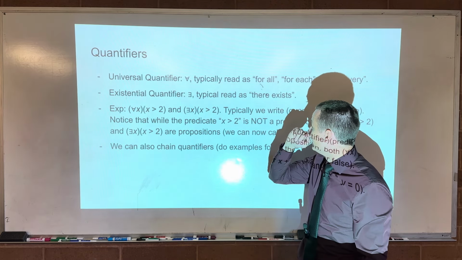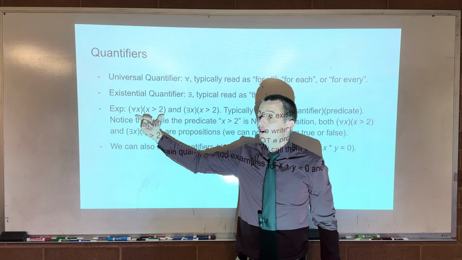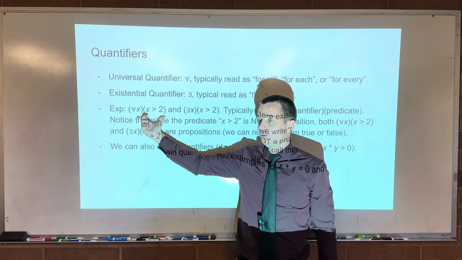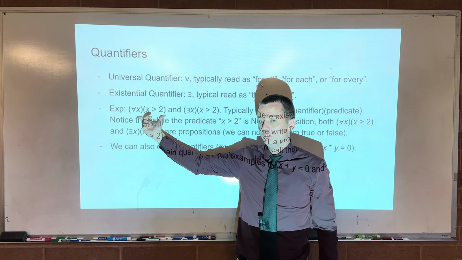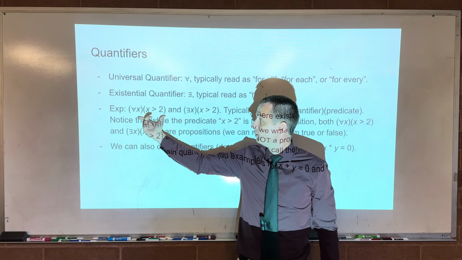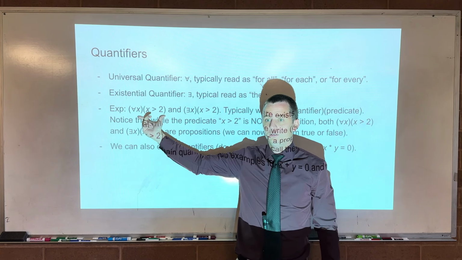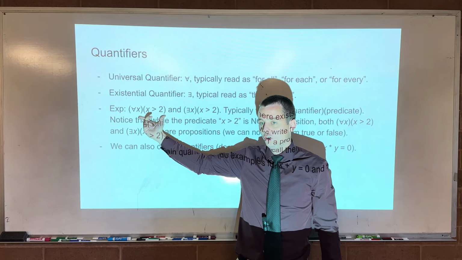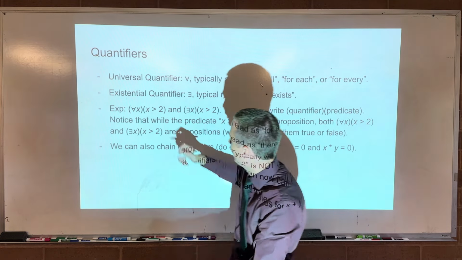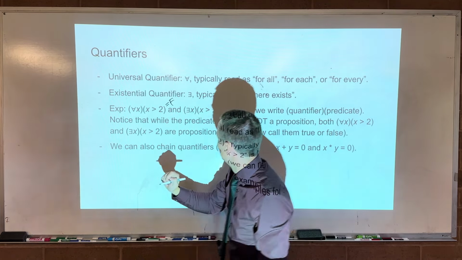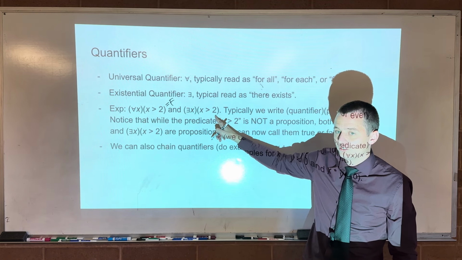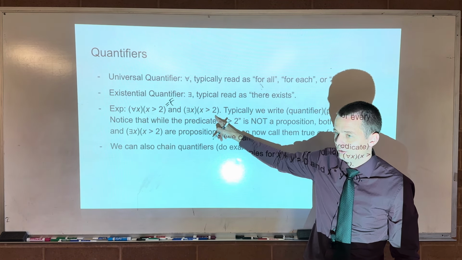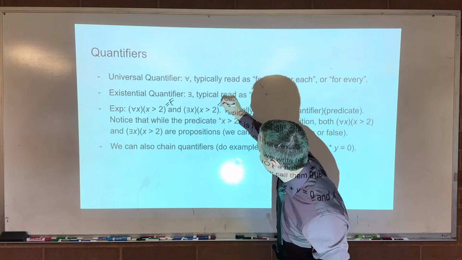Now notice something here. For all x, x is greater than 2. Is that true? No. Is it false? No. Is every x greater than 2? Could be. You don't know what x is. Are all numbers greater than 2? No. So we can actually call this false. There exists an x such that x is greater than 2. Wait. Yes. This we can actually call true.